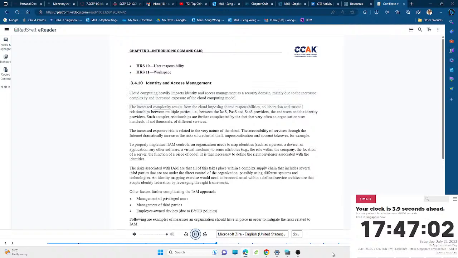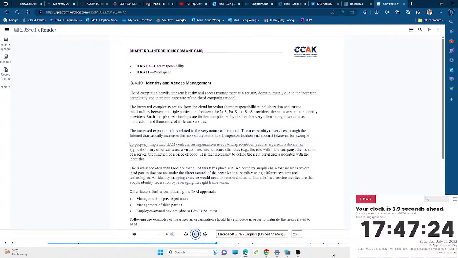The increased complexity results from the cloud imposing shared responsibilities, collaboration, and trusted relationships between multiple parties, i.e., between the IaaS, PaaS, and SaaS providers, the end users, and the identity providers. Such complex relationships are further complicated by the fact that very often an organization uses hundreds, if not thousands, of different services. The increased exposure risk is related to the very nature of the cloud. The accessibility of services through the internet dramatically increases the risks of credential theft, impersonification, and account takeover.